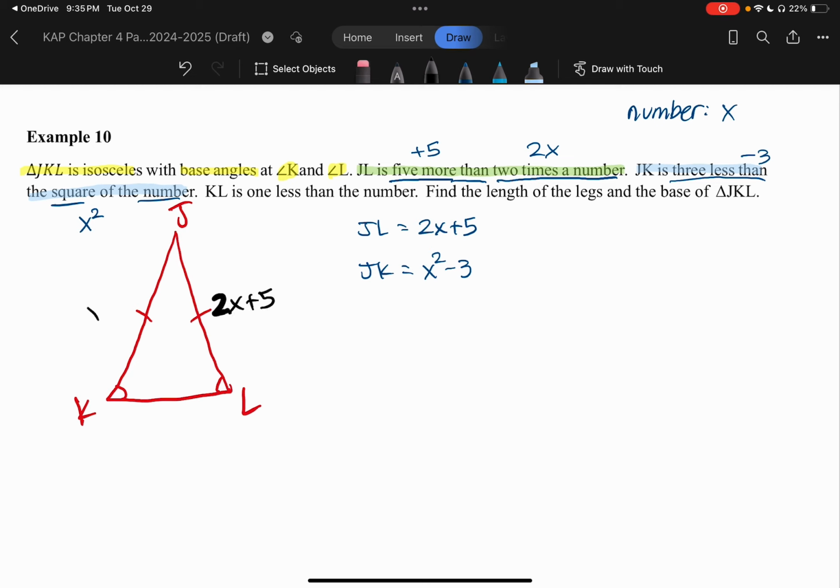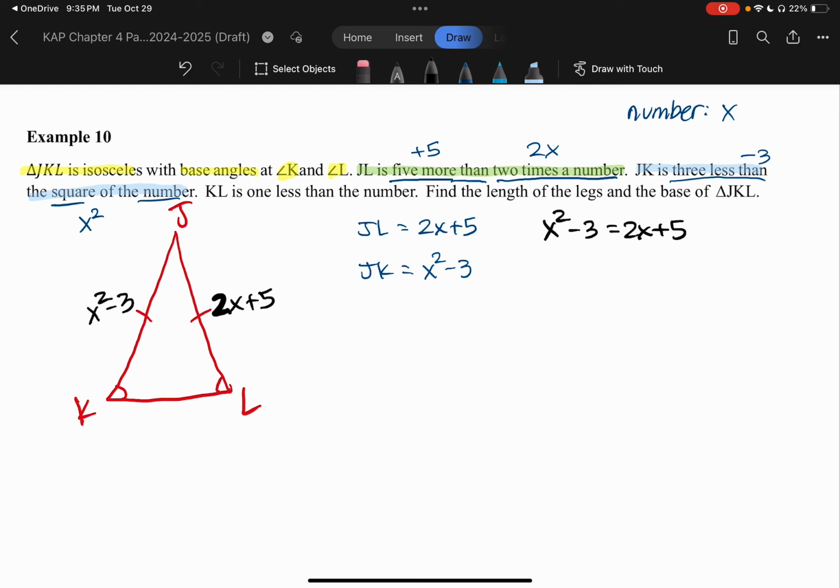JK is x squared minus 3. Well, these represent our legs, our congruent sides of the isosceles triangle. That means that these two must be congruent or equal to each other. So I can write an equation that says that. We have x squared minus 3 would have to be equal to 2x plus 5.